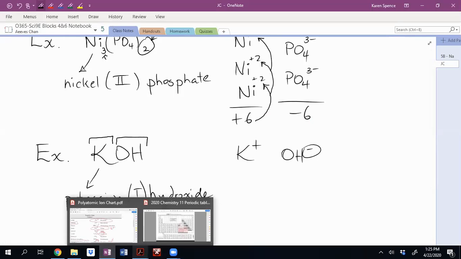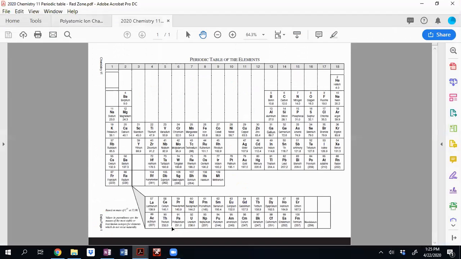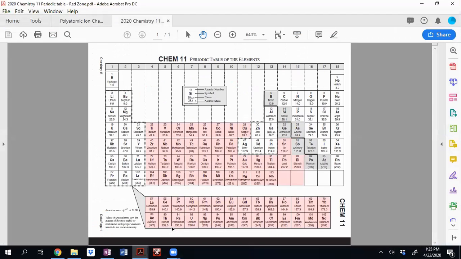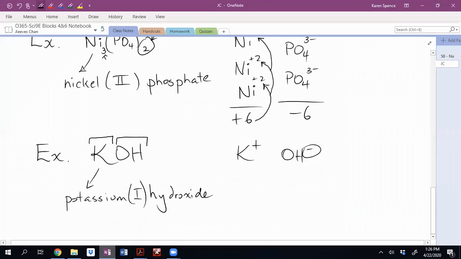I'll pull up our periodic table. Yeah, it's not multivalent. It isn't in the red zone. It's not multivalent. Absolutely. I really want a multi-cake tournament. That sounds fun. Okay. So yeah, it's not multivalent. So we would just get rid of that. No Roman numeral.